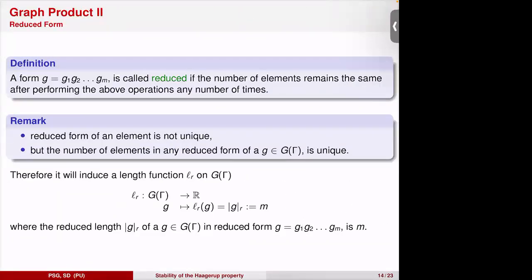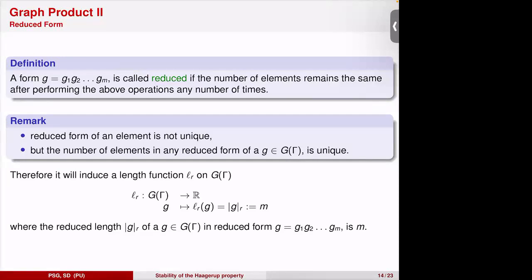So like that, the product form will be called reduced. If you apply any number of times the above operations, it will not reduce the number of elements in the product form. Then we will say that the product form is reduced. But the presence of that commutating relation prevents this reduced form from being unique.